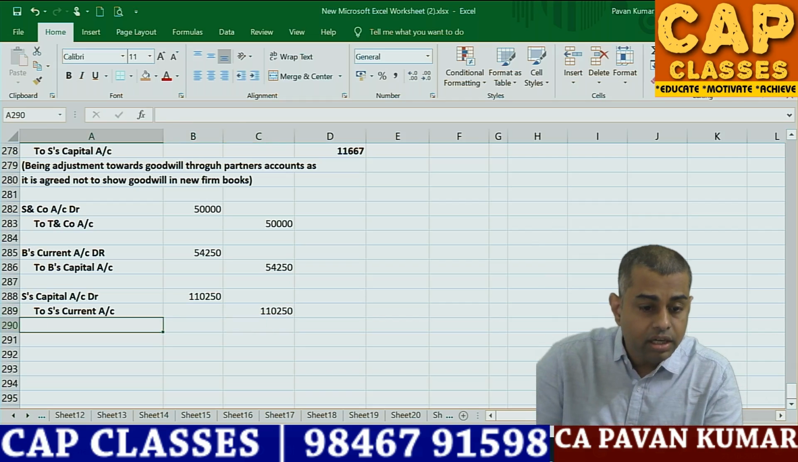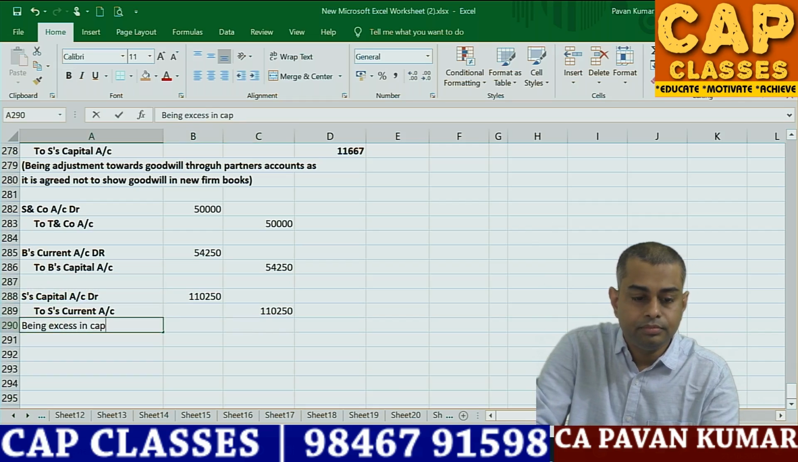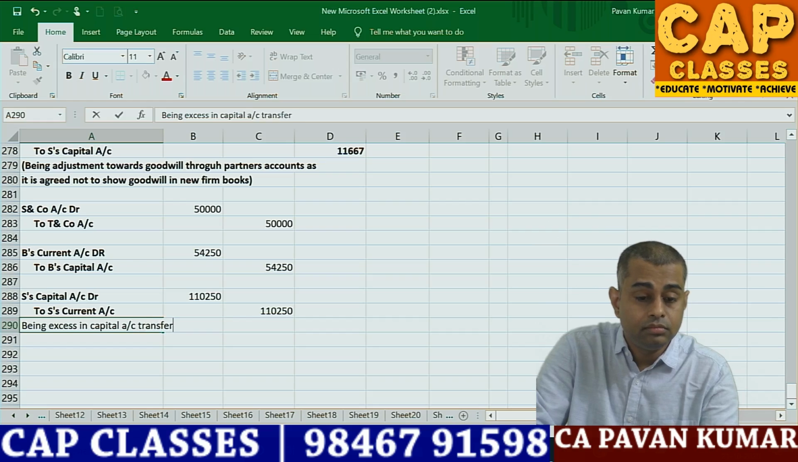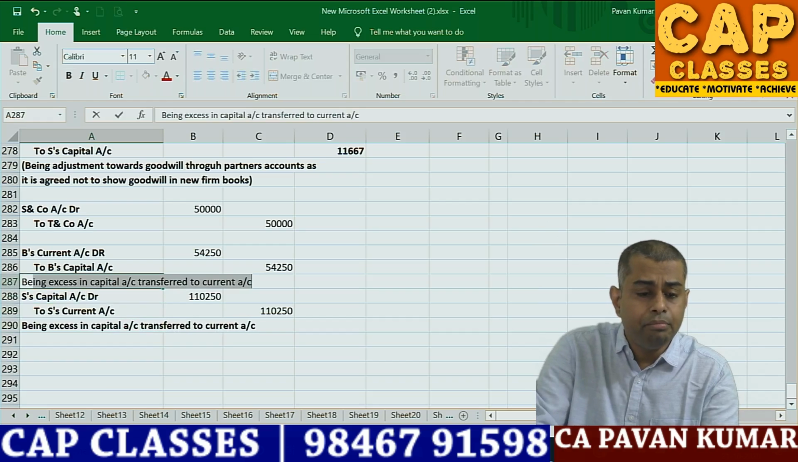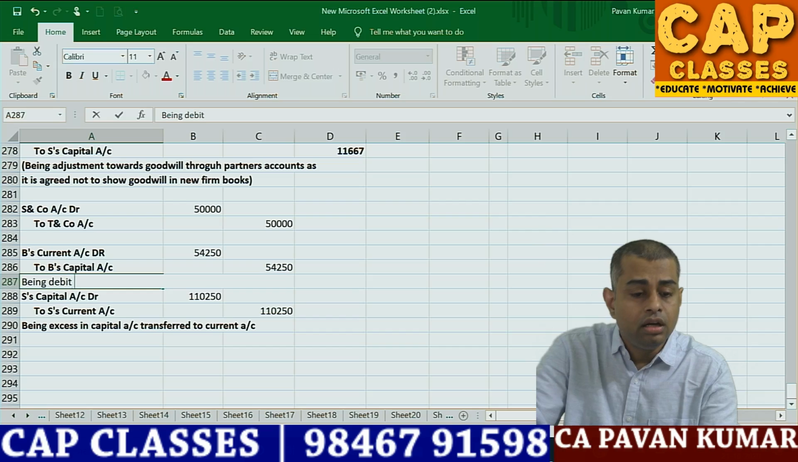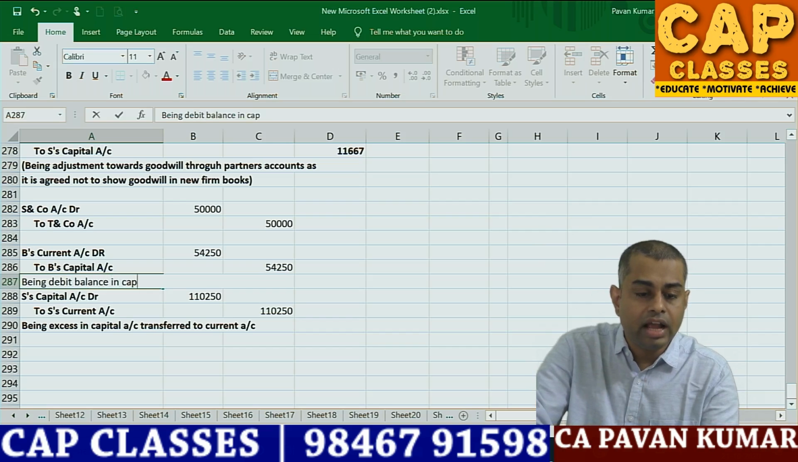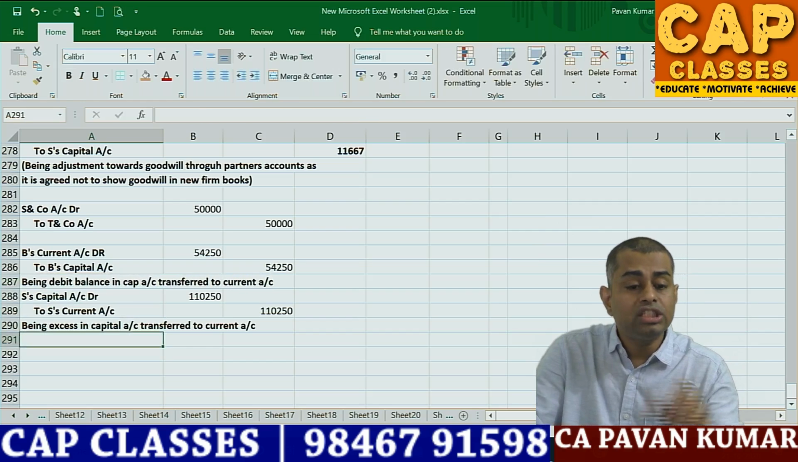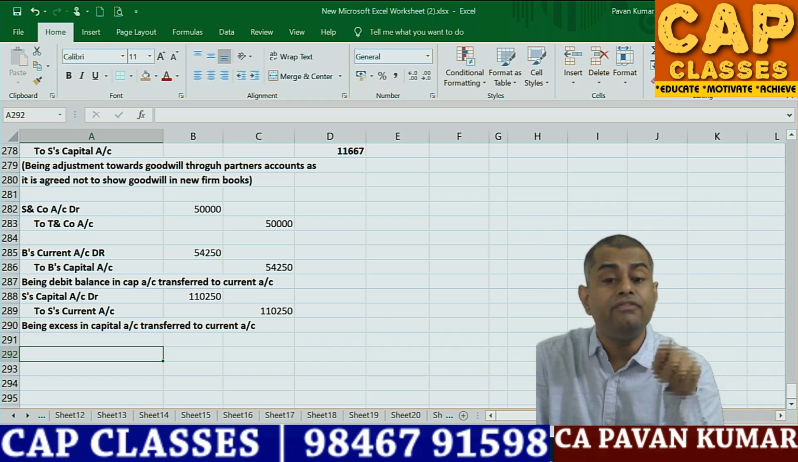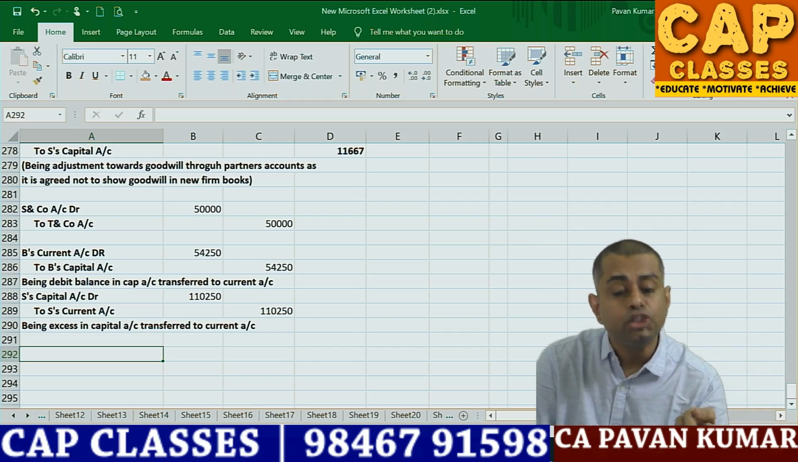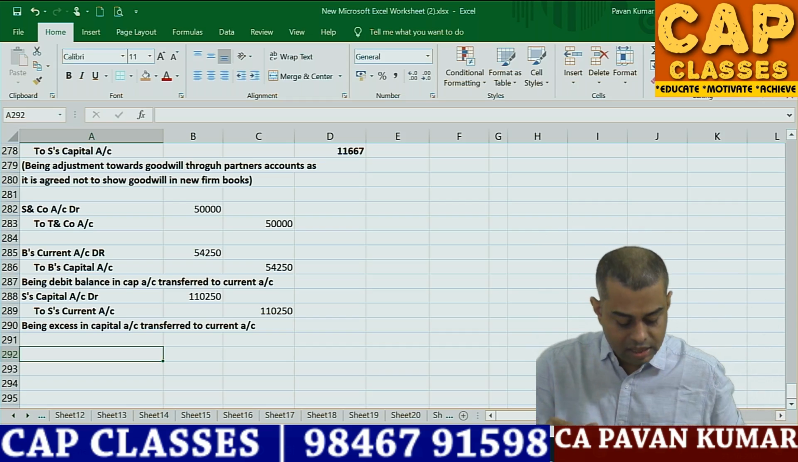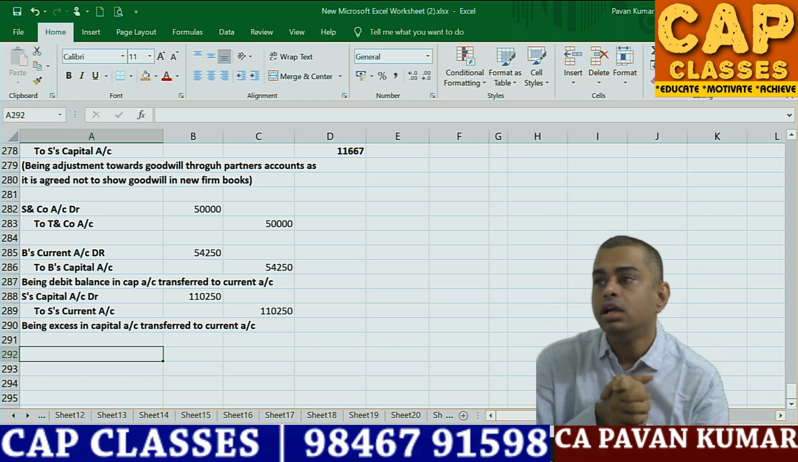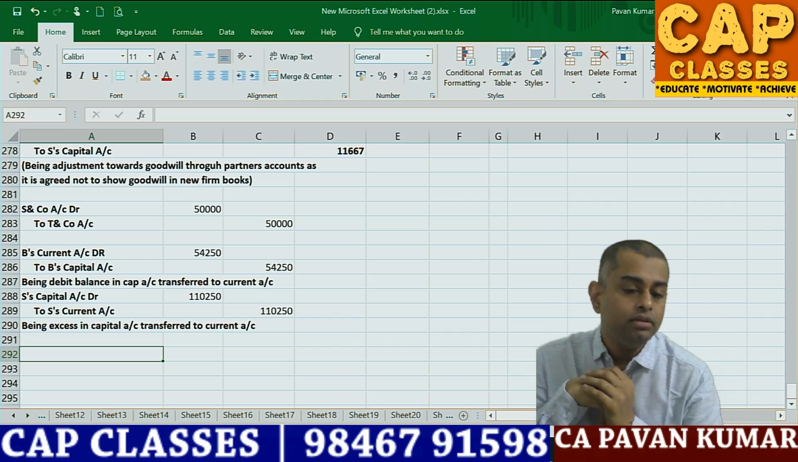You can write down the journal entry. Being debit balance, or you can write deficit also, in capital account transferred to current account. So in the new books, B's current account will show a debit of 54,250. S's current account will show a credit of 1,10,250. That is all. So with this the problem is over.